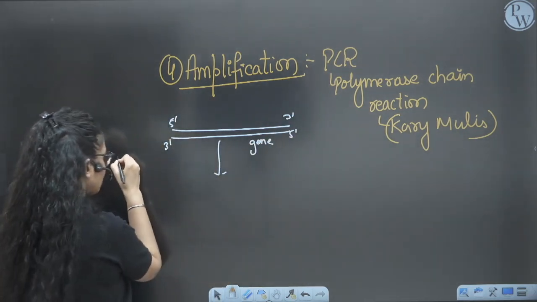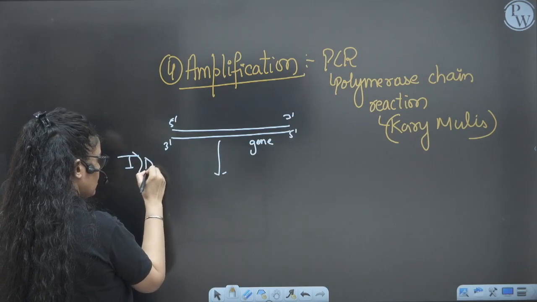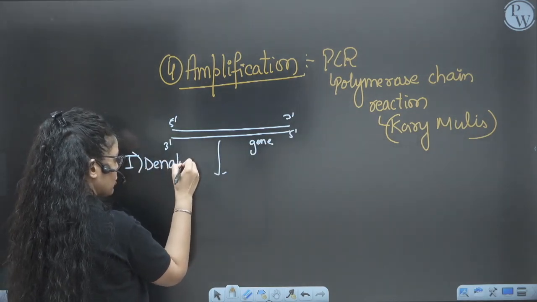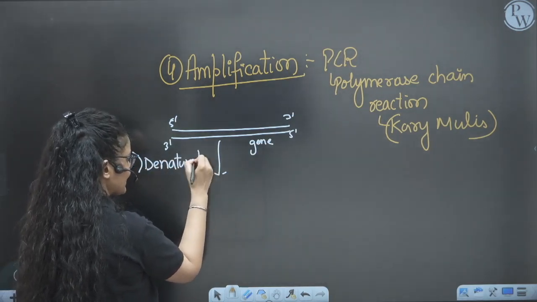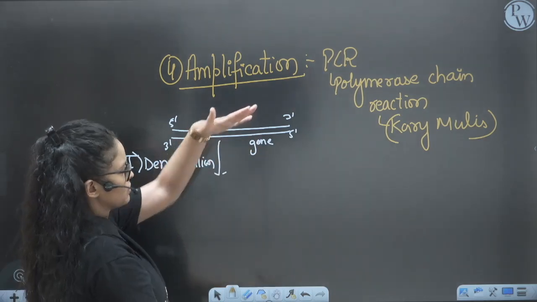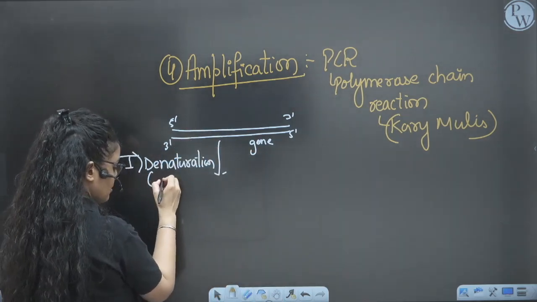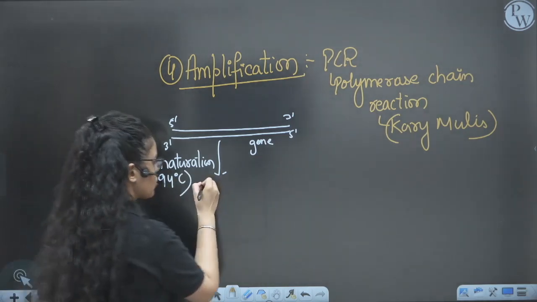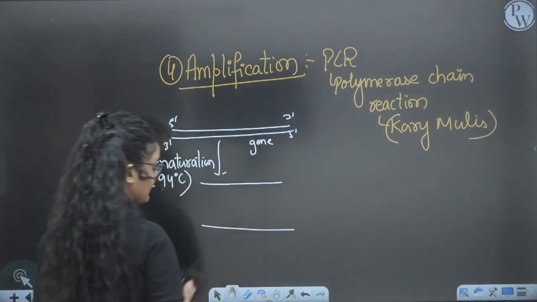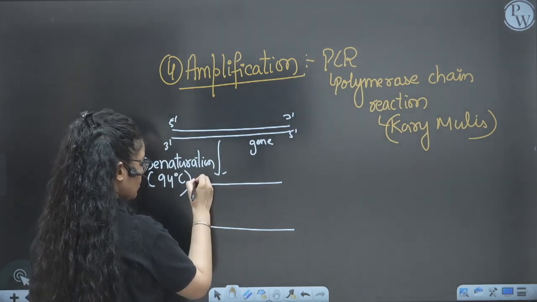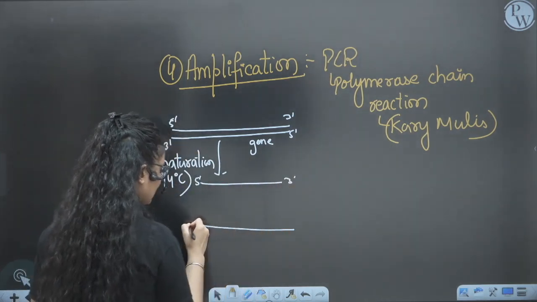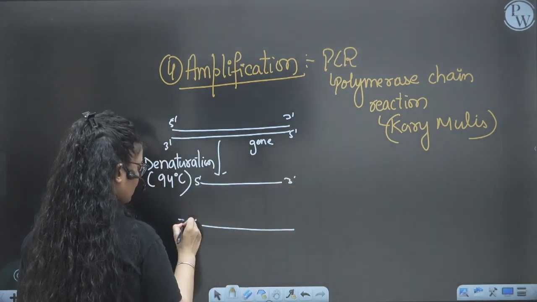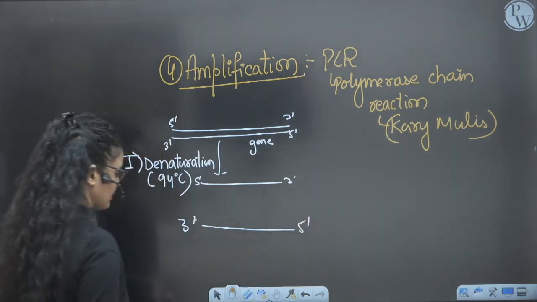The first step will be denaturation. Denaturation means we have to convert them to single-stranded. We have to separate both the strands. So denaturation happens at 94 degrees Celsius, which is again very high. So we have converted the DNA into single-stranded DNA, right? Finally, we have done this.